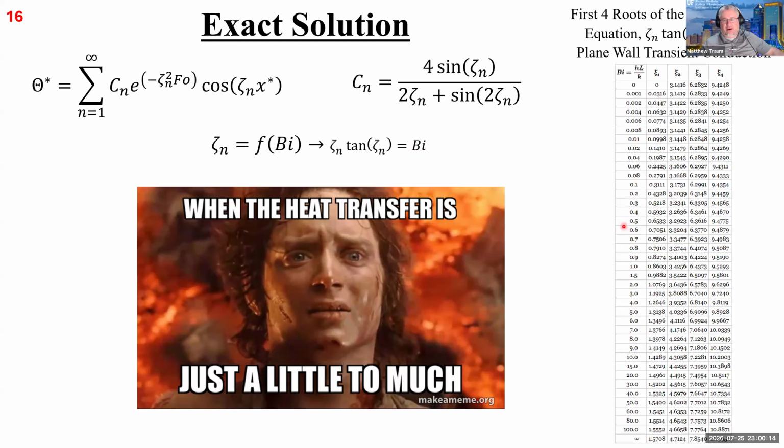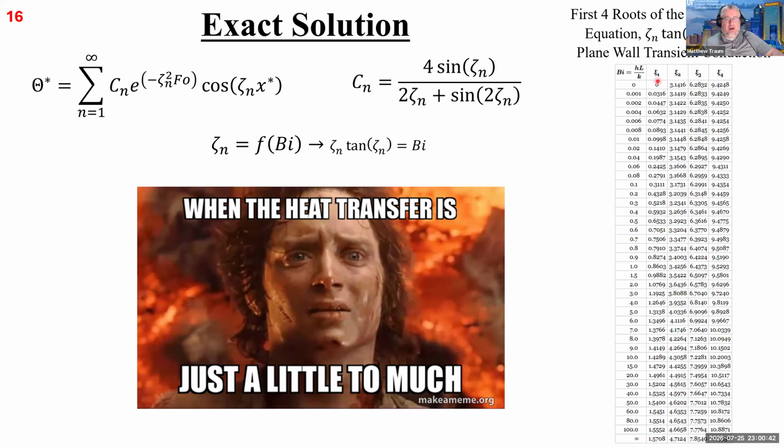Here's the table, right? So here's all the Biot numbers, and then here are the first four zetas for those Biot numbers for this transcendental equation. So already been done for you. I will show you when we get to cylinders and spheres. If you wanted to calculate this for yourself, you could. There's a way to do it. I do it in Excel. That's how old school I am. I'll show you how to do it.